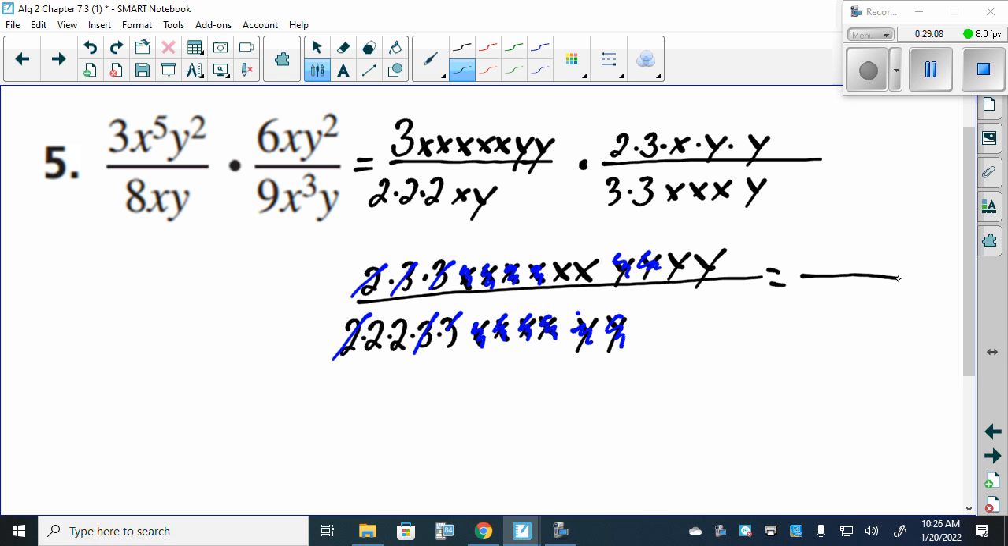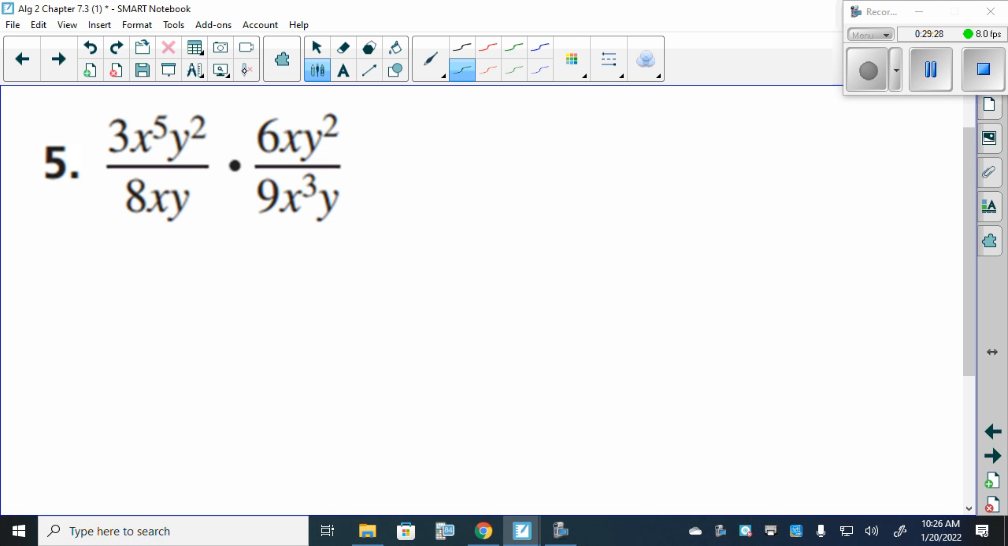And on top, well, we don't have any numbers left, but we do have x squared. On bottom, 2 times 2 is, and that's what we have. I don't see this as the most effective way of actually doing this.